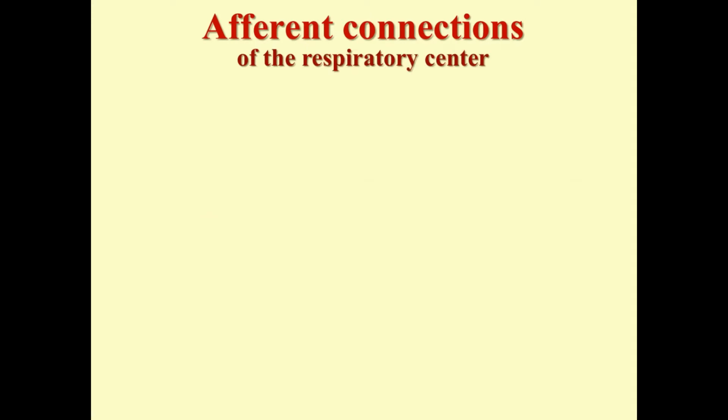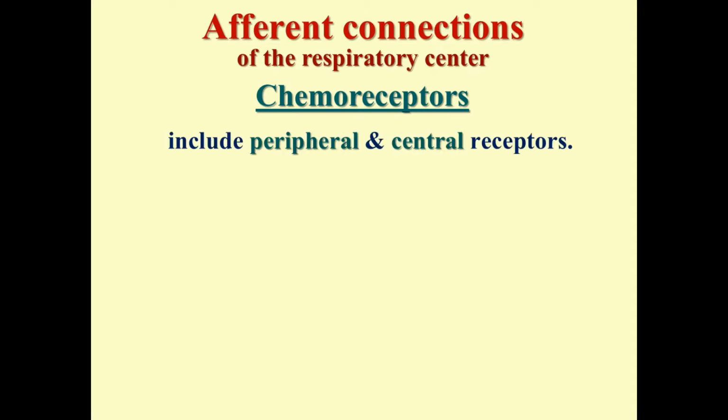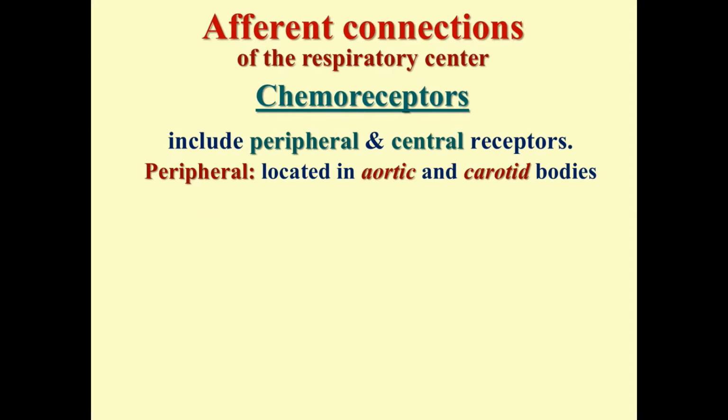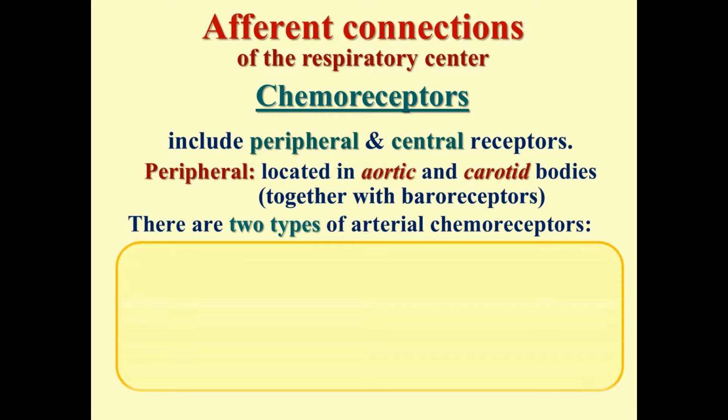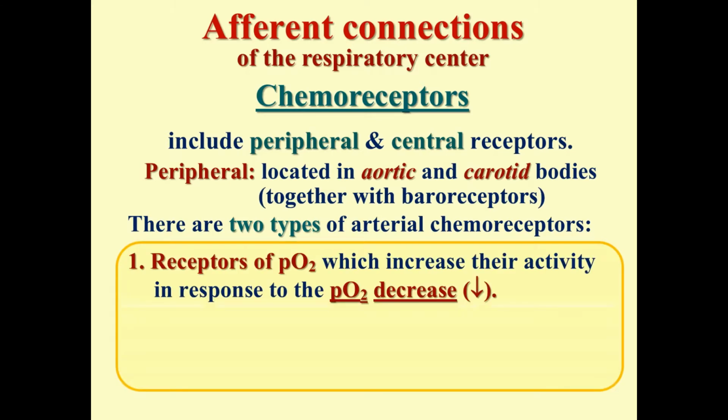Afferent connections. Now, as we have considered the structure of the center, we can consider its sensory connections, which are provided by the chemoreceptors. We already considered the chemoreceptors before, and we know that they include peripheral and central receptors. The peripheral ones are located in the aortic and carotid bodies, where the baroreceptors are located as well. There are two types of arterial chemoreceptors. One type responds to the oxygen level, PO2, and its activity increases in response to a decrease in PO2.